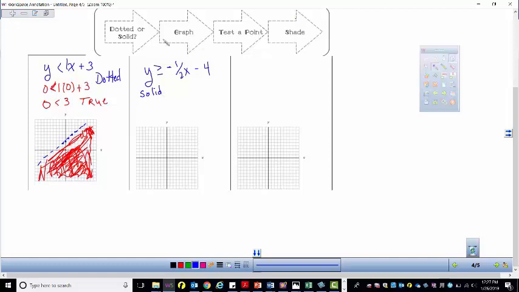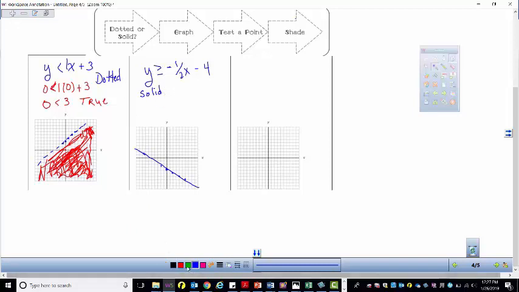Then we're going to graph like we've been doing. We go to negative 4 and put a point. My slope is negative 1/2, so it means I'm going to go down 1 over 2, down 1 over 2, and put a few points. And then your line is solid, so you're going to draw a solid line through there. If you need to use a ruler, you can. That's fine. I should be, but I'm not.